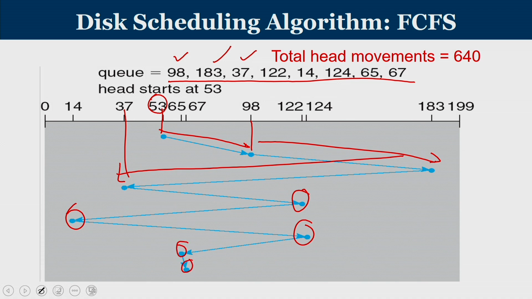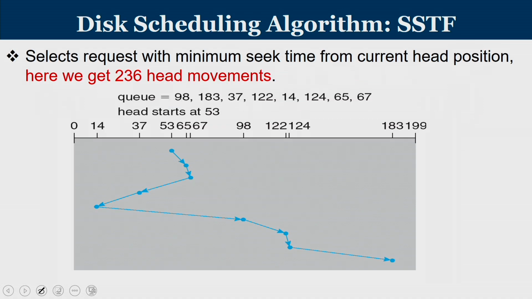Whatever you see, these are the cylinder numbers ranging from 0 to 199, and the way in which the head is moving. To satisfy all these requests in the given context, it requires 640 head movements. If the seek time is proportional to the number of head movements, then we have 640 head movements. So, the summary of first come first serve scheduling is that it is not going to give you the best performance. It is more like a zigzag movement. Let us now see another algorithm, called shortest seek time first. Here it selects the request with the minimum seek time from the current head position.